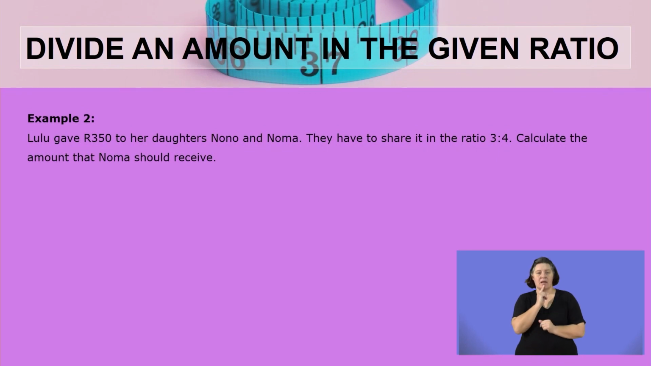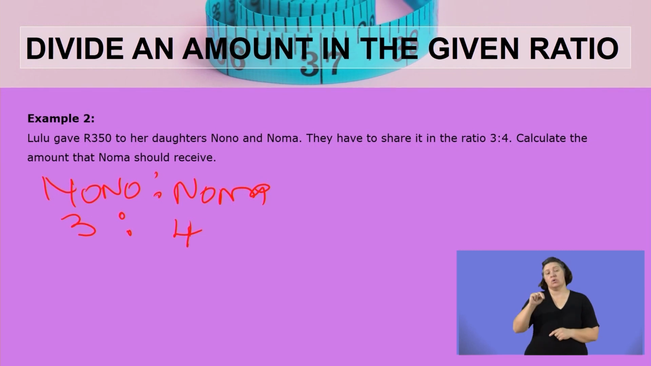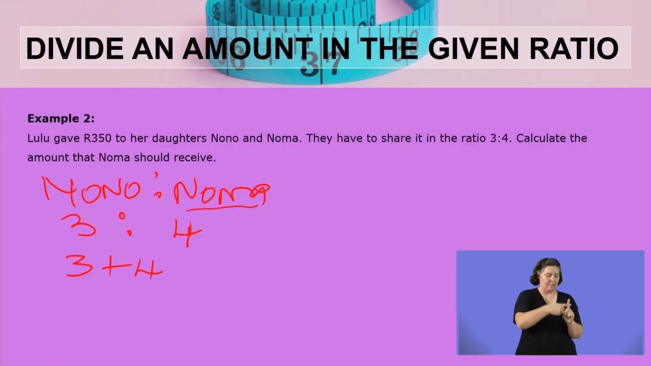Let us go to question number 2. Lulu gave 350 to her daughters. Her daughters are Nono and Noma. So we have Nono is to Noma. The ratio we are having is 3:4, meaning the ratio of Nono is 3, the ratio for Noma is 4. Calculate the amount that Noma should receive. Now the focus is on Noma. But remember, we must first add the ratios. So it will be 3 plus 4, which gives us 7.